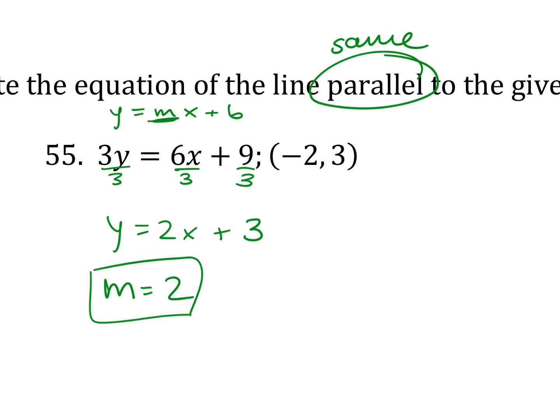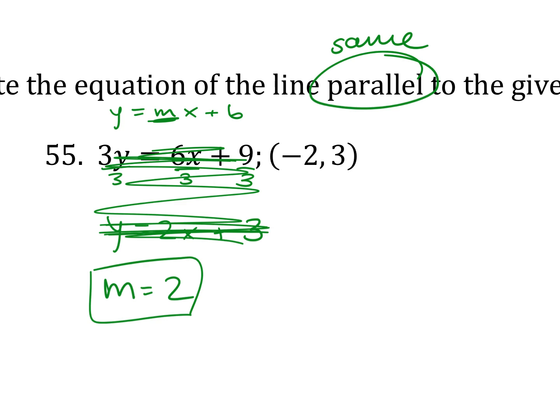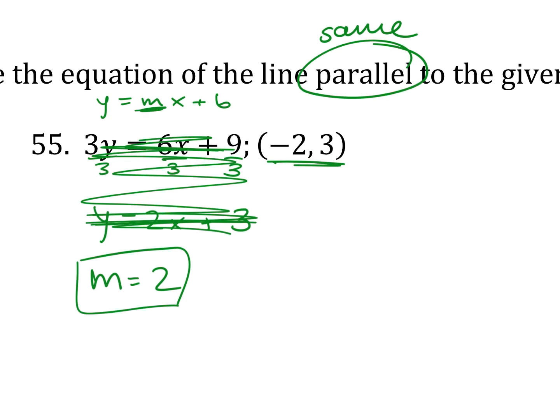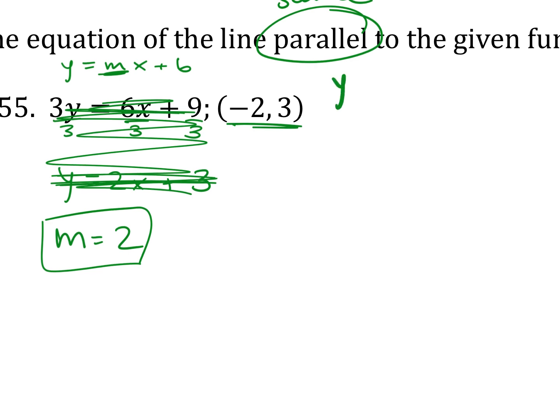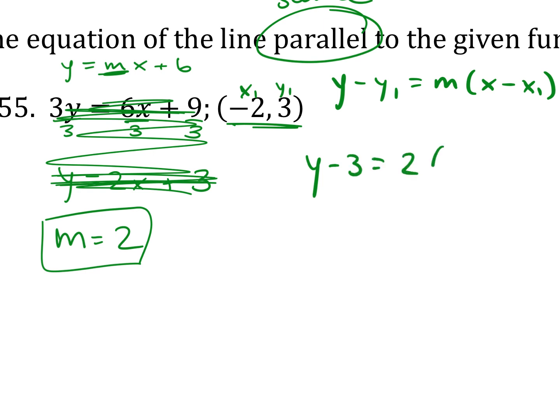So I only care about the slope from this line. After that, I can just get rid of it. We're not using anything else from the line anymore. We're using our point. Now I have the point and the slope. So I need point slope form: y minus y1 is equal to m times x minus x1. So I have my slope. My point here is x1 and y1. So y minus 3 is equal to 2 times x minus negative 2, which would become plus 2.